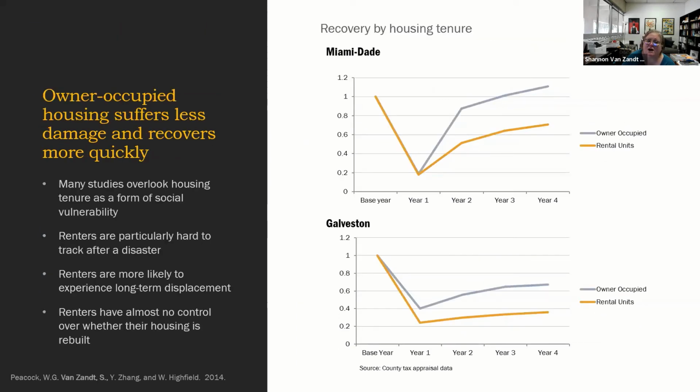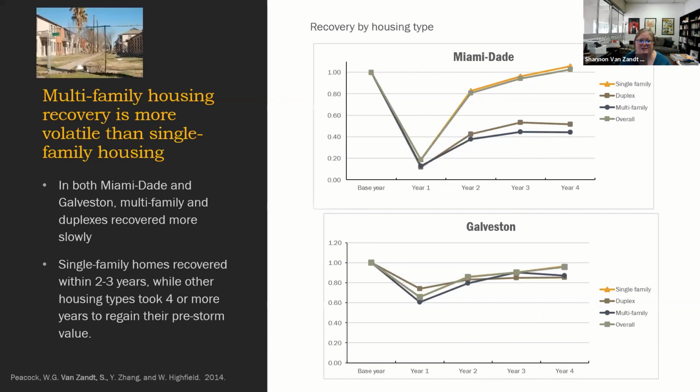We also saw that owner-occupied homes suffered less damage and recovered more quickly over time. So this is actually looking at housing tenure, which is another really big interest of mine. And it shows that these more vulnerable residents, because renters are more vulnerable, are more likely to be displaced after a disaster, and they have almost no control over whether their housing is rebuilt. Multifamily housing is more volatile than single family housing, both in Miami-Dade and Galveston. The multifamily homes, which are typically occupied by lower income folks, recovered more slowly. They took 4 or more years to recover.